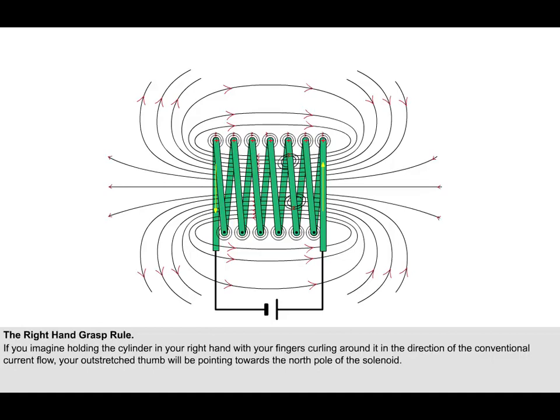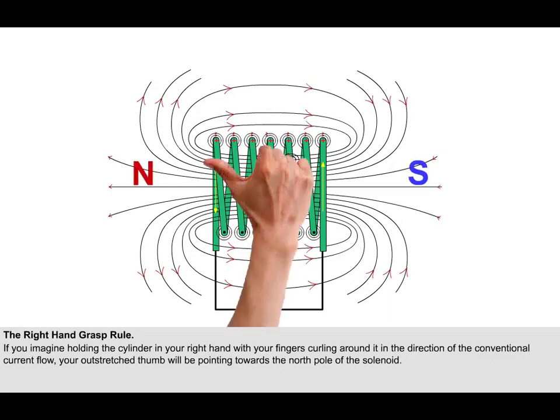In order to ascertain which end of the solenoid is the north pole, the right-hand grasp rule can be used. If you imagine holding the cylinder in your right hand, with your fingers curling around it in the direction of the conventional current flow, your outstretched thumb will be pointing towards the north pole of the solenoid.